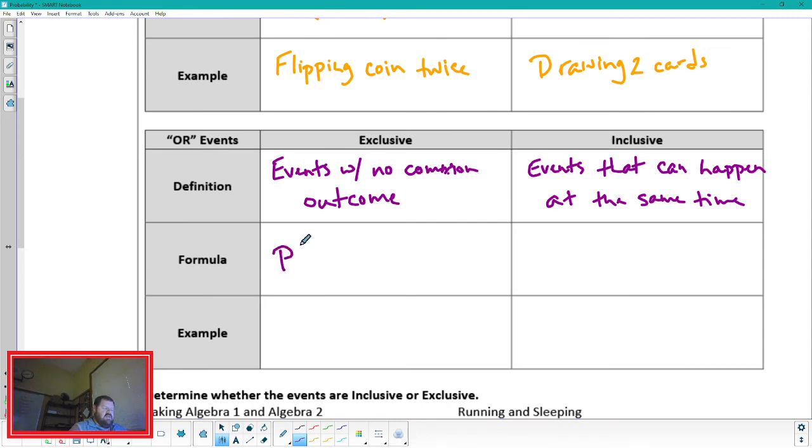Formula for these. Again, we're dealing with OR situations. So this one would be probability of A plus the probability of B. This one a little bit more complicated.